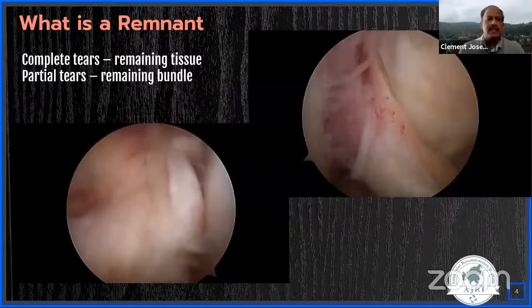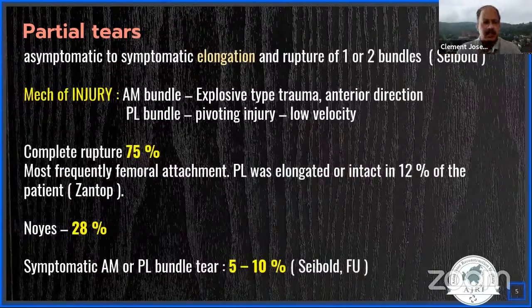Coming to the partial tears, they can be asymptomatic and they could just stretch out to become a symptomatic elongation of the native ACL, and the partial tears could also involve a rupture of one or two bundles. The mechanism of injury of an anteromedial bundle is an explosive type trauma, mostly in an anterior direction, while a posterolateral bundle is injured in typically a low velocity pivoting injury.